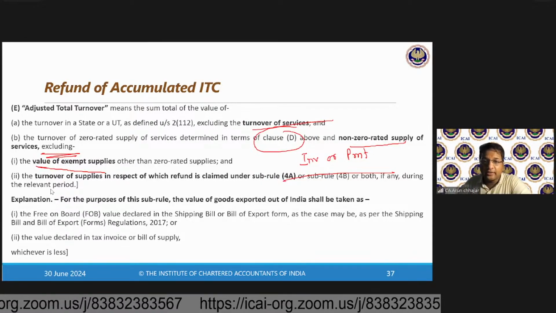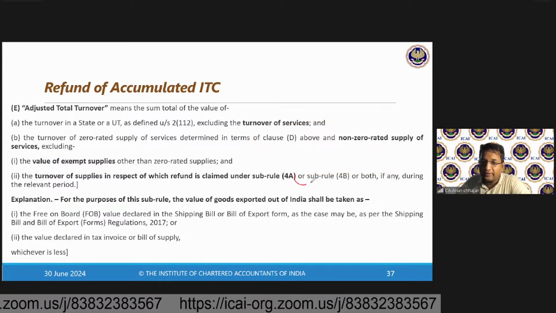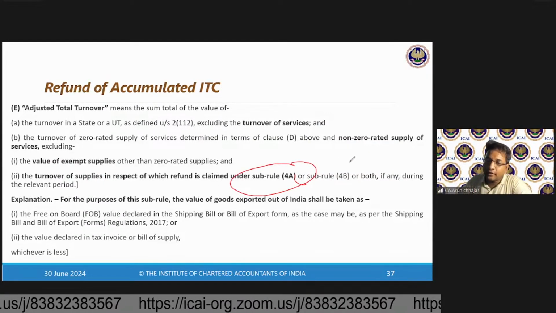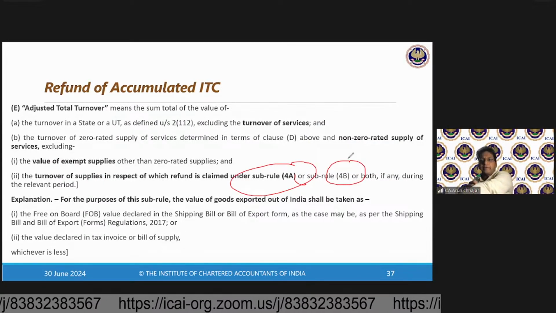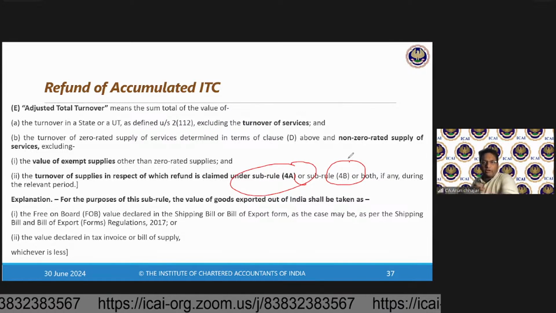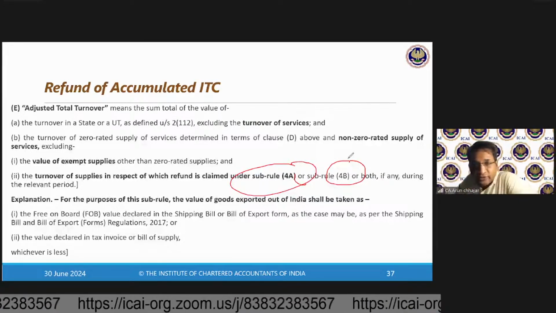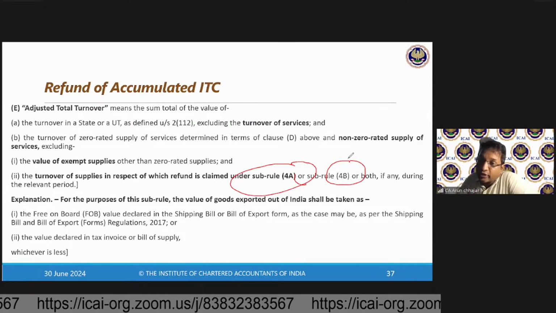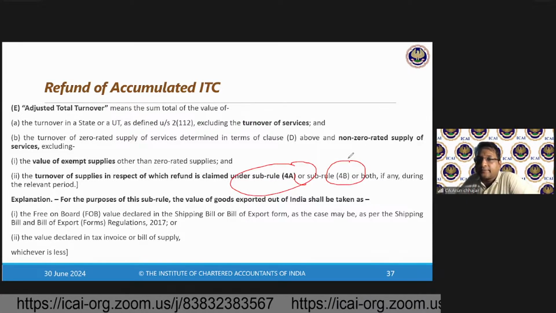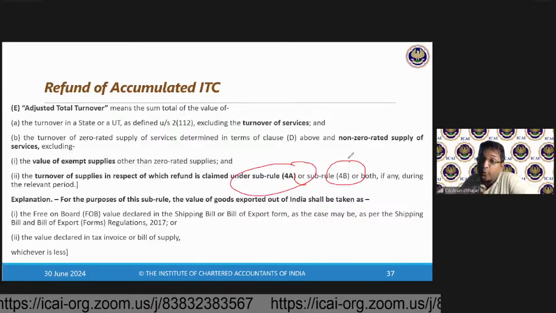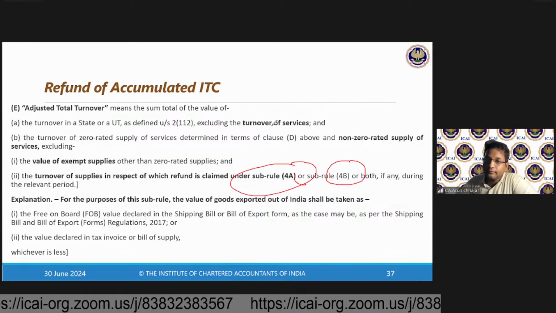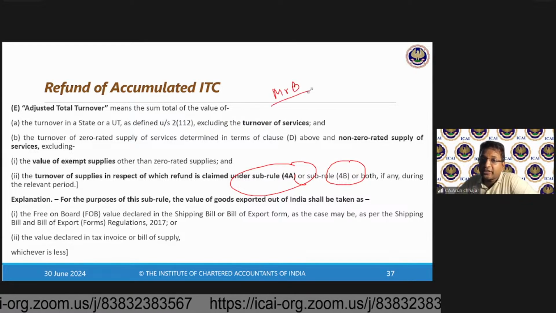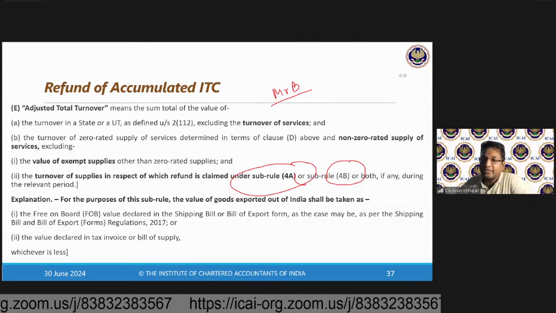Now try to understand what is the 4A and 4B. You will read these at multiple places in the refund chapter. I have not covered all these provisions, but you will find these two subclauses at multiple places. What is that? If Mr. B is exporting the goods, let's say to Mr. John.